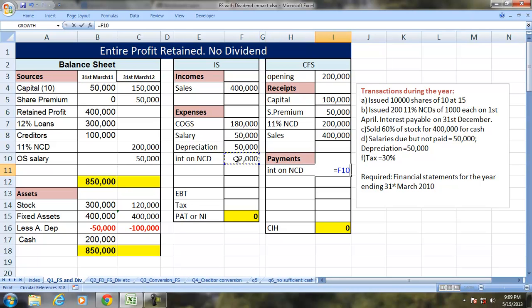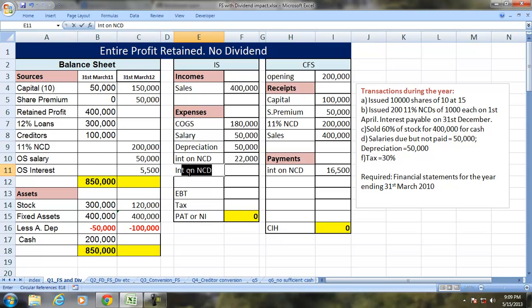So the amount payable as interest is 3/4 of the amount due for the period, and the balance will be shown in the balance sheet as an outstanding interest on the non-convertible debentures, which is 22,000 minus 16,500.